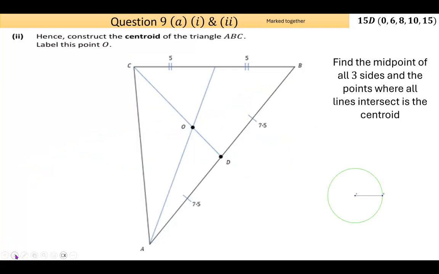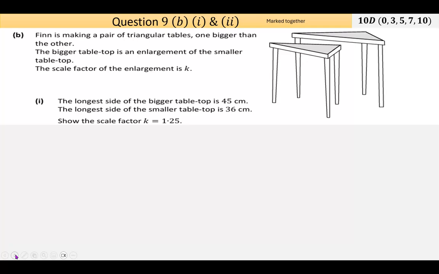Right, so that's it. Now, part 2 is a 10 marker as well, on the D scale. It says Finn is making a pair of triangular tables, one bigger than the other. And we see the two tables here, one is obviously smaller. The bigger tabletop is an enlargement of the smaller tabletop. The scale factor of the enlargement is K. And there are a few formulas here that are not given in the maths tables. I double checked a minute ago and I couldn't find them, even though I'm 99% sure that they're not there. But anyway, part 1 says the longest side of the bigger tabletop is 45 centimeters. The longest side of the smaller tabletop is 36 centimeters.